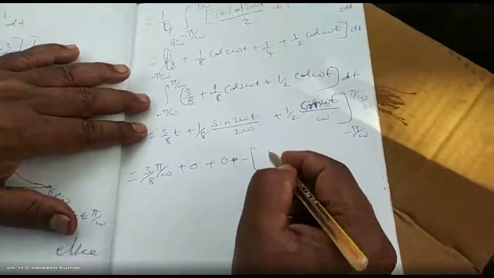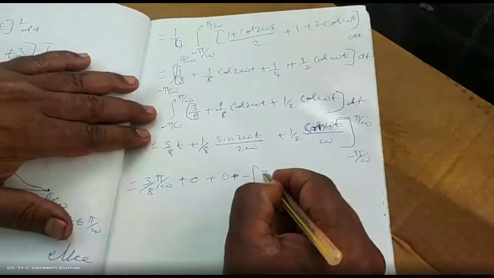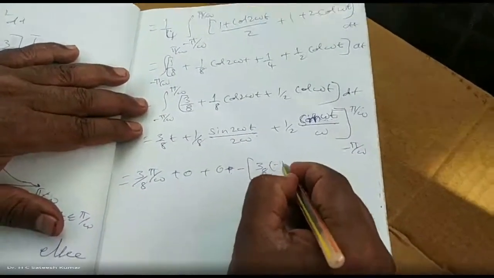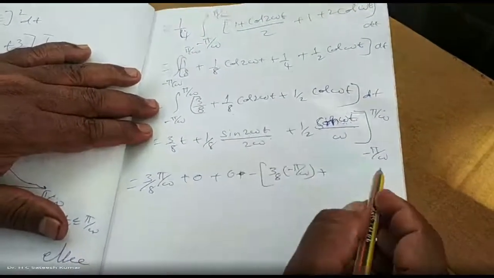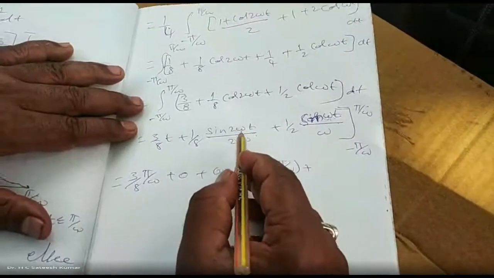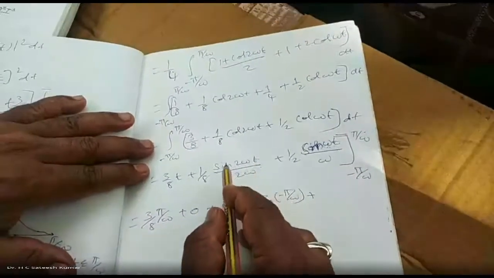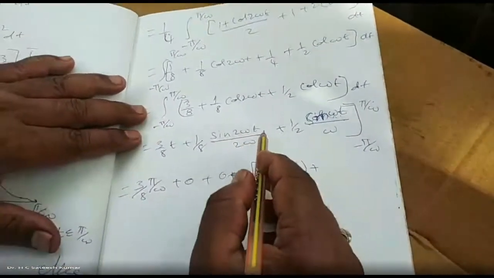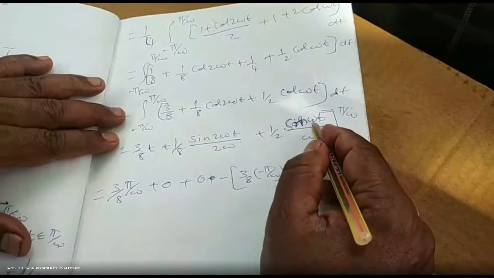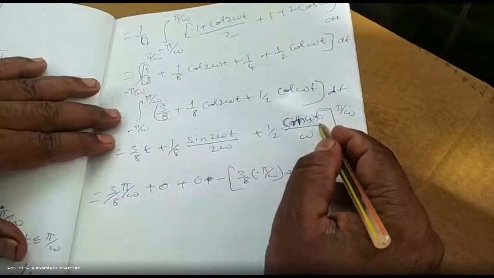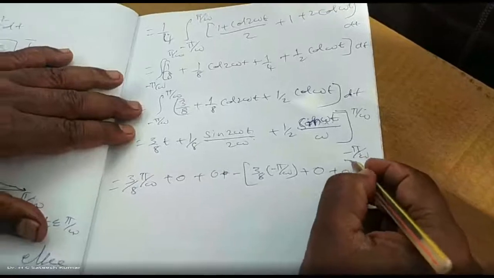Next, minus the lower limit. Lower limit is: we have 3 by 8 into minus pi by omega, plus 1 by 8 into substitute t is equal to minus pi by omega. Omega gets cancelled. Minus pi, minus sin of minus theta is minus sin theta. Sin 2 pi is 0. Once again minus pi by omega, sin of minus theta is minus, minus will come outside, pi by omega, omega gets cancelled. We'll get sin pi, sin pi is 0. Like this you can check it out.